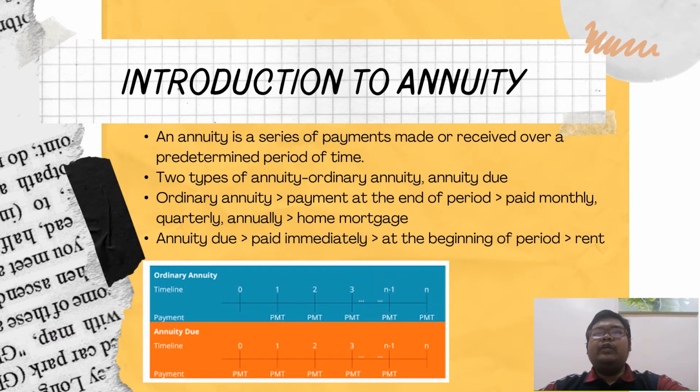An annuity is a series of payments made or received over a predetermined period of time. There are two types of annuity. First, ordinary annuity. Second, annuity due. An ordinary annuity is a payment at the end of the period. It is usually paid monthly, quarterly, or annually, for example, a home mortgage.